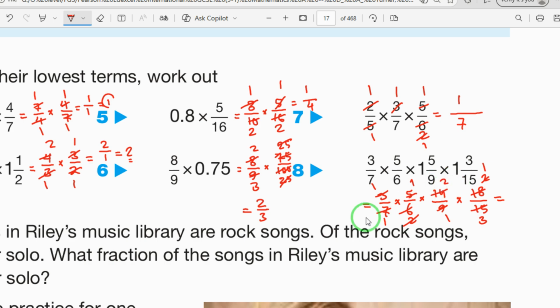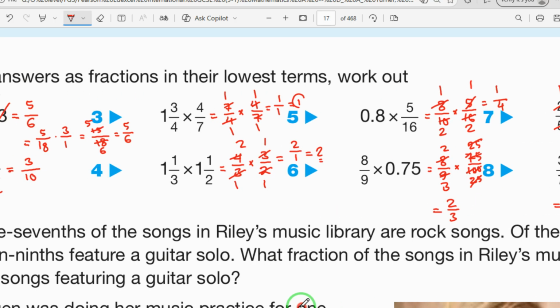As we think there is no number to be simplified, so we multiply. 1 times of 1 is 1 times of 2, 2 multiplied by 1 give us 2. And in denominator 1 multiplied by 1, 1 multiplied by 1, 1 times of 3 is 3. So the final answer is 2 over 3.